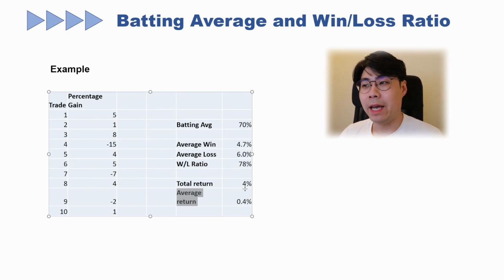But why are batting average and win-loss ratio important? Well, it is because it actually tells more in depth about the trader's skill and helps them understand what to improve on. And this is especially important for professional traders and professional trading firms. For example, if a trader has a high batting average but a low win-loss ratio, which is in this case what happened to this trader, then this could mean that maybe the trader does not take enough profits in their winning trades.